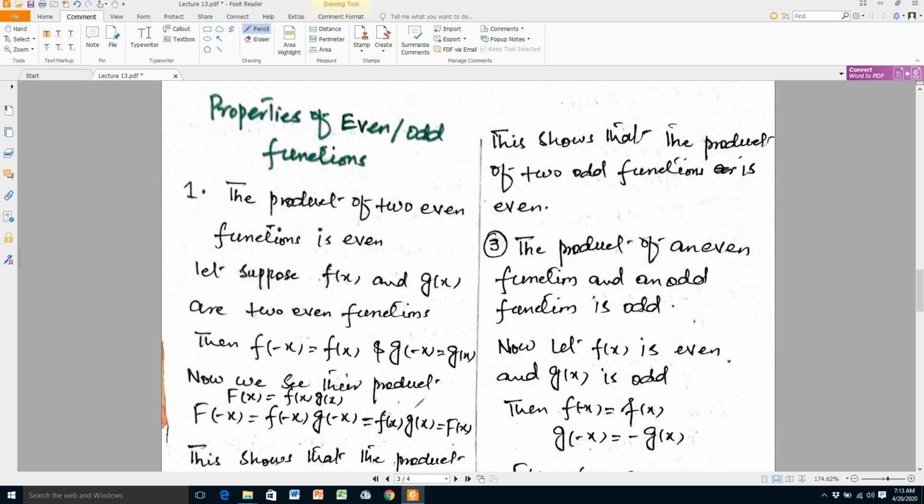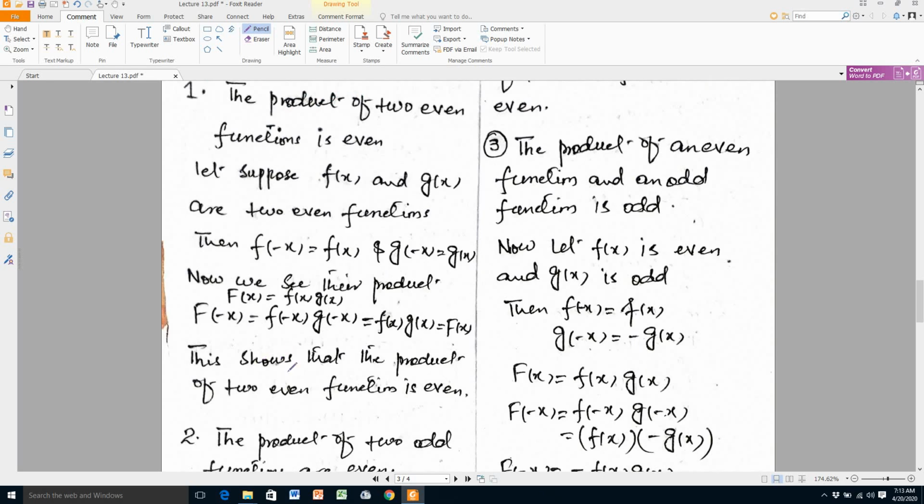So this is the definition of an even function. This proves the definition of an even function. So we say that the product of two even functions gives an even result. This shows that the product of two even functions is even.